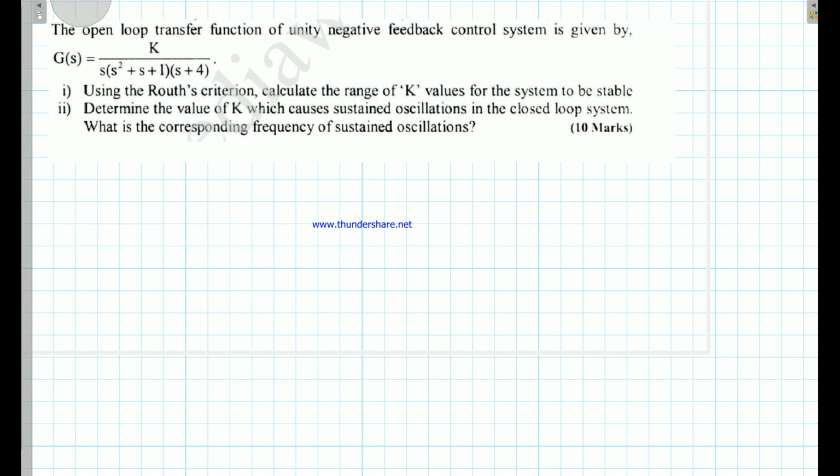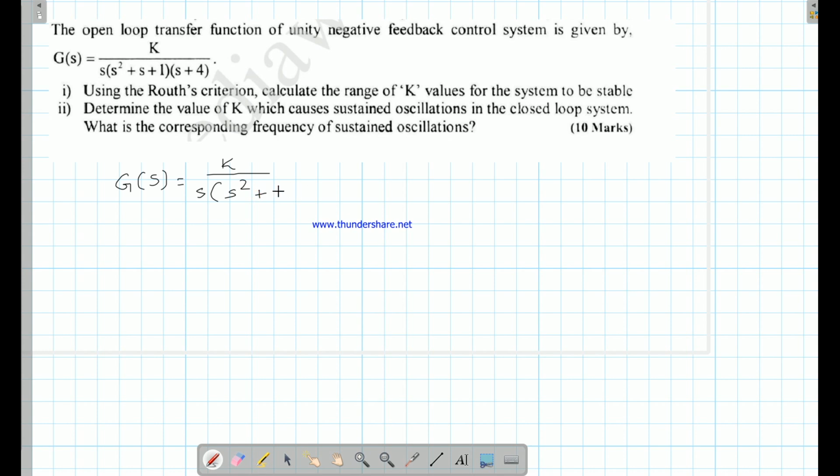So the first step is, you need to note down the given problem, which is G(s) equals K divided by s into (s square plus s plus 1), multiplied with (s plus 4). Okay, so this is the question.